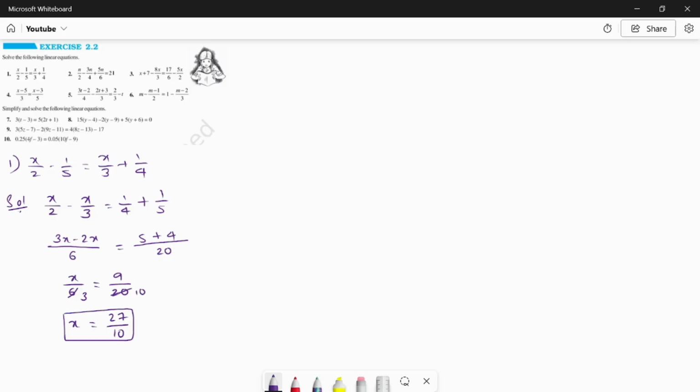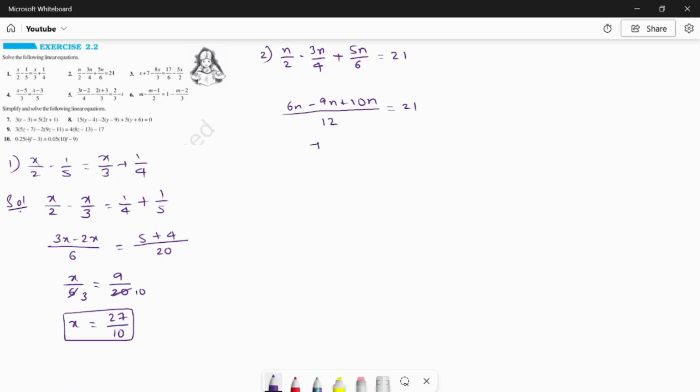Let's move to the second question. n/2 - 3n/4 + 5n/6 = 21. Now, LCM of 2, 4 and 6 is 12. So, (6n - 9n + 10n)/12 = 21.